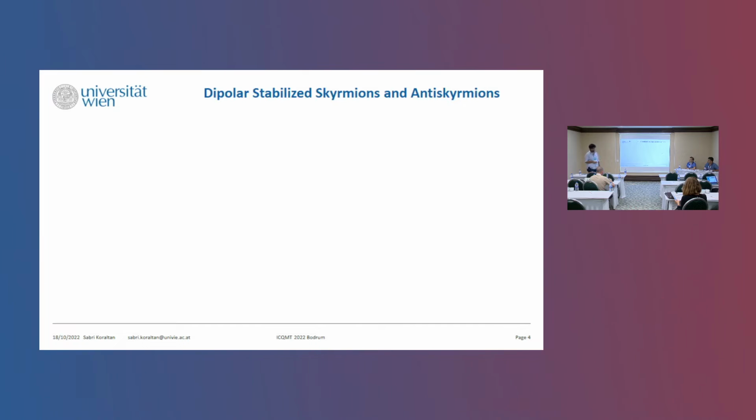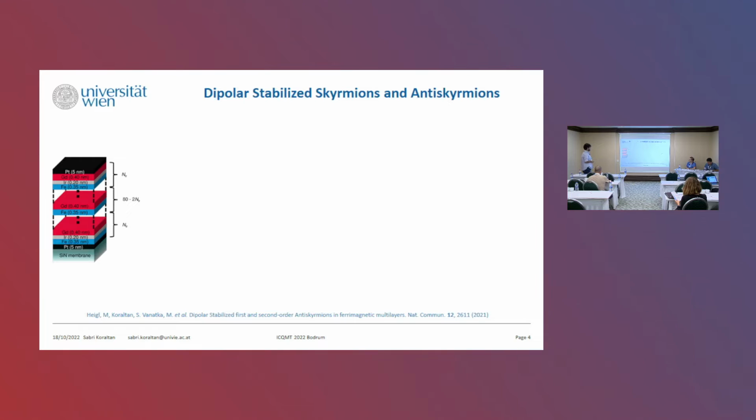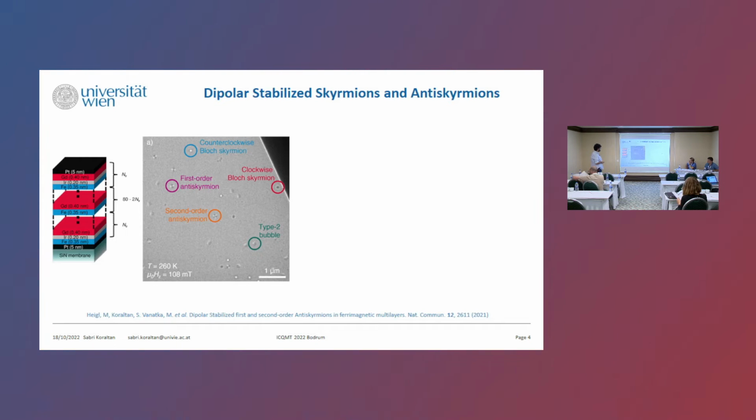When it comes to the motivation of our work, as we have also seen yesterday in the very nice talk by Timo, we were using iron gadolinium multilayers where we have inserted additional iridium layers, and we were able to observe, using Lorentz STEM and later in simulations, counterclockwise Bloch skyrmions, clockwise Bloch skyrmions, as well as first and second order antiskyrmions in the same system.